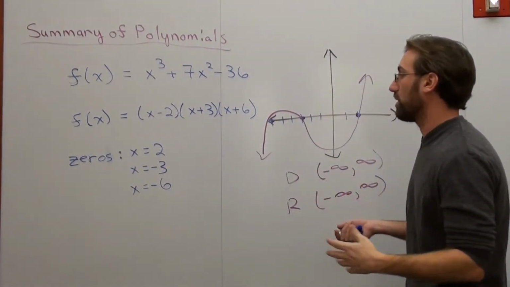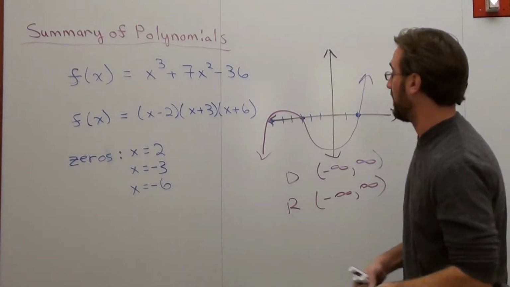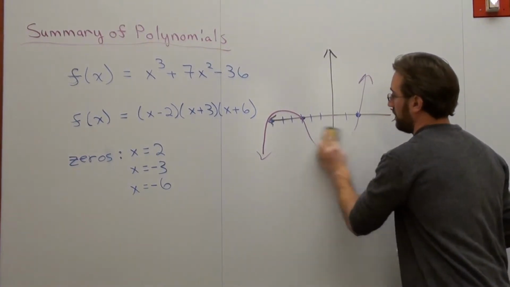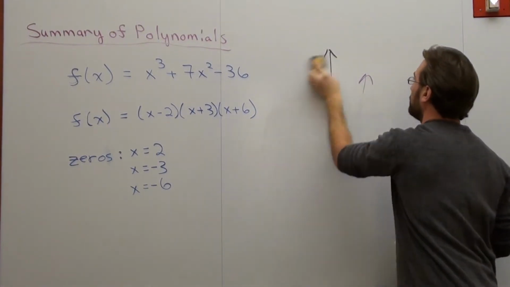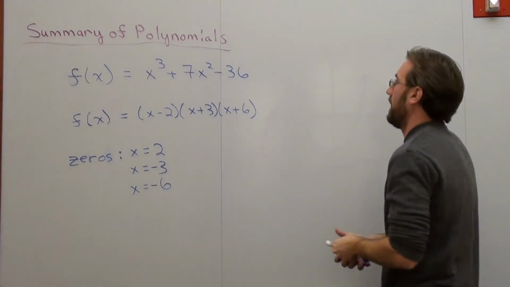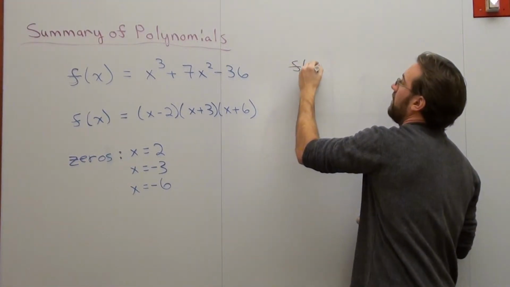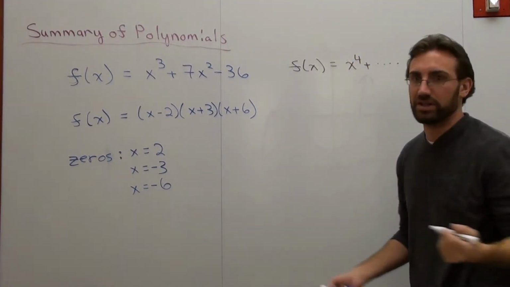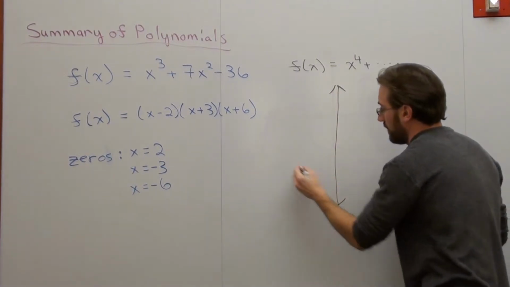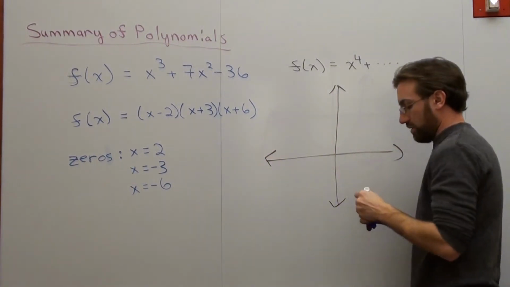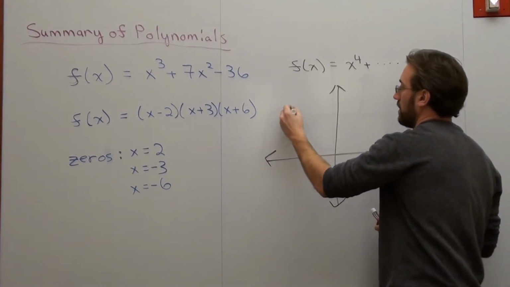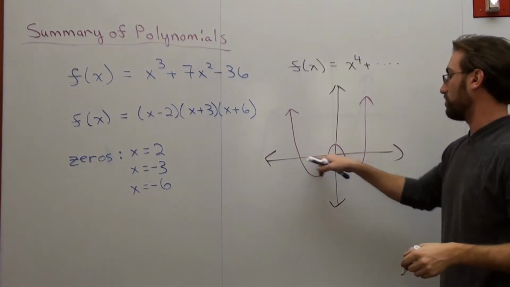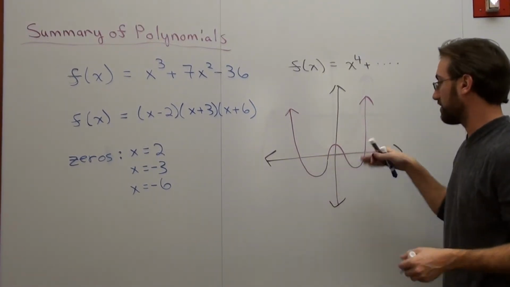I want to do one more really quickly. Again, this is just a hypothetical. I'm going to draw it out and see what happens. So let's say I have f of x equals x to the 4th plus something, something, something, something. I don't know what it's going to be. Now in this case, it's got 4 zeros, two negative real zeros and two positive real zeros.